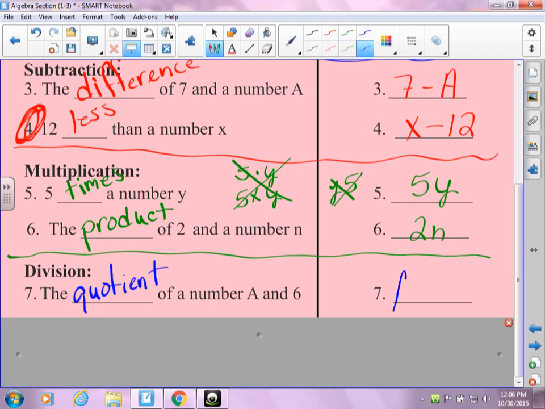Right? And I'm going to go a divided by 6, or I can go a over 6. You also cannot flip-flop those. We don't like those flip-flops. A needs to come first.